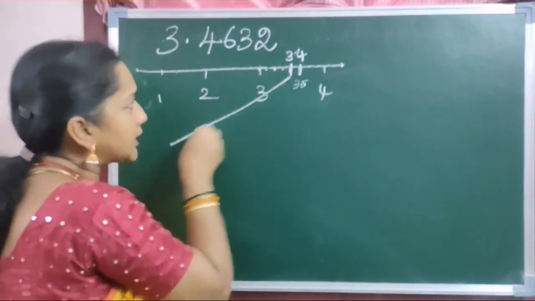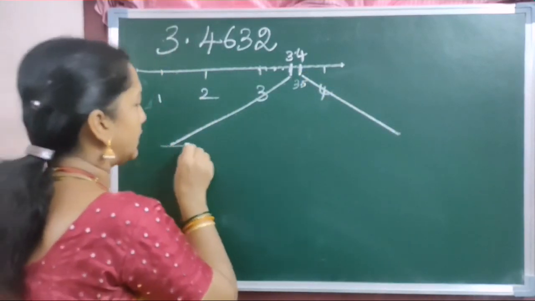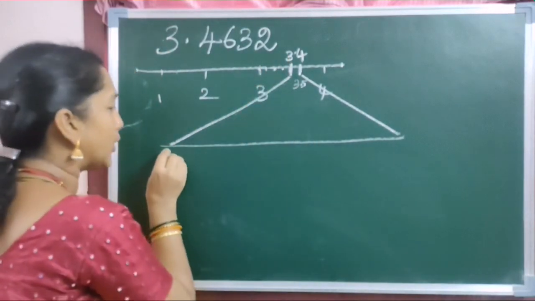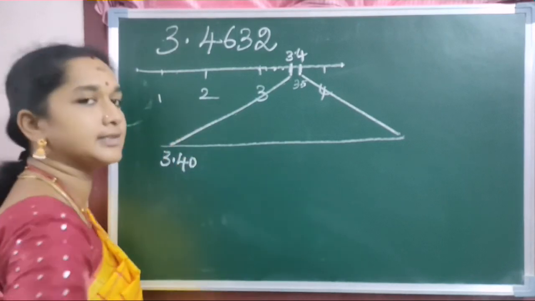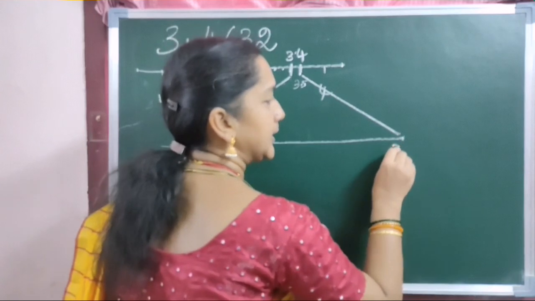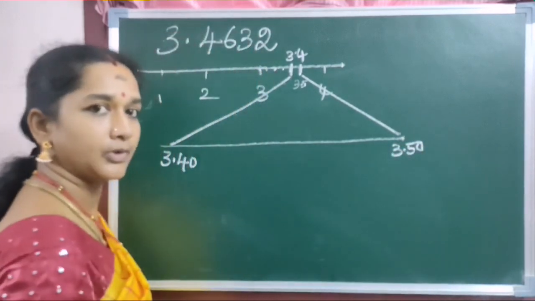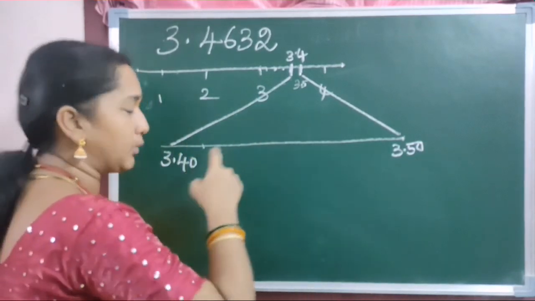So that part alone I will enlarge now. The first point is 3.4, that is 3.40. You can write it as 3.40. Then the last point is 3.50. In between this, you divide it into 10 equal parts.